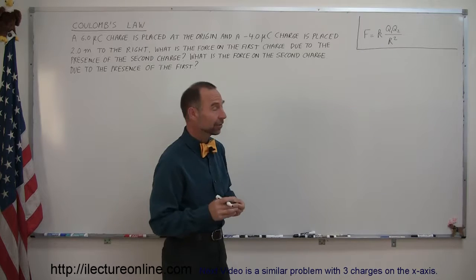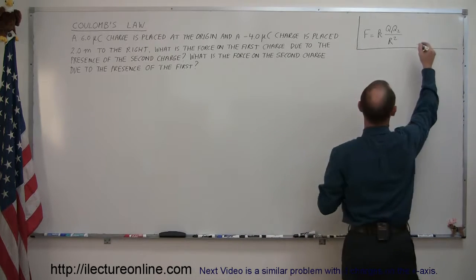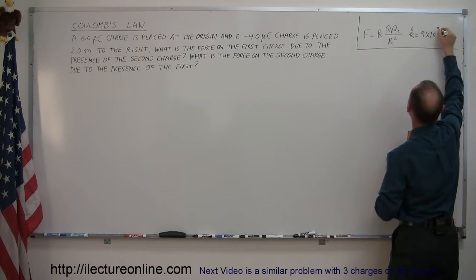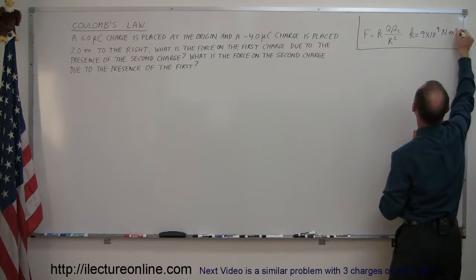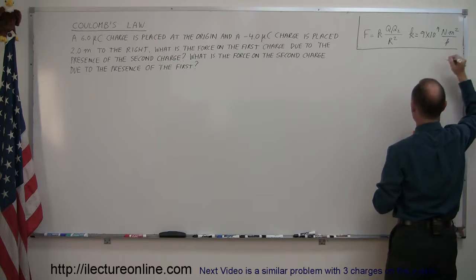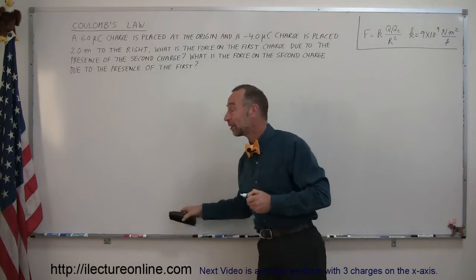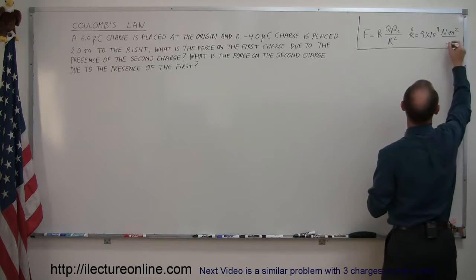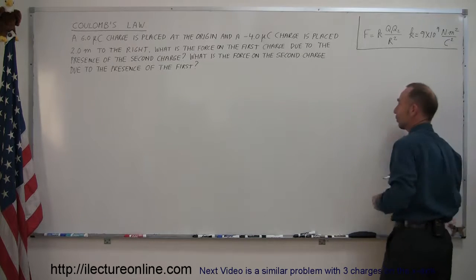Now K is a constant of proportionality, and K equals 9 times 10 to the 9th newtons meters squared per, not kilogram. I was going to write kilograms. Well, that's for Newton's law of gravity, but per Coulomb squared. Coulomb is the unit of charge.